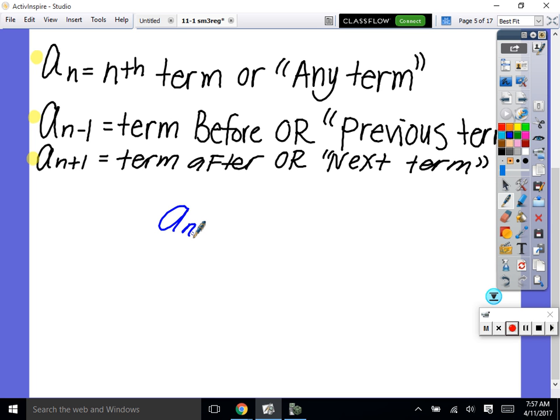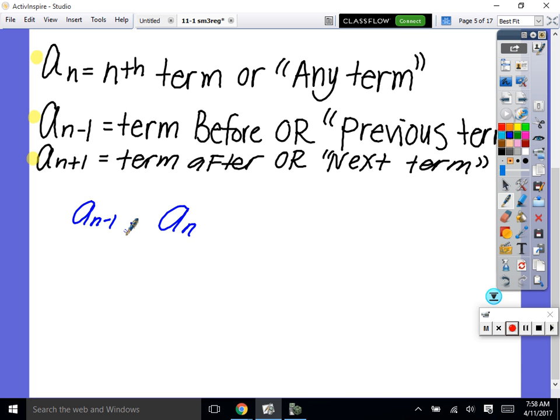So A sub n means the nth term, any term in the sequence. A sub n minus 1 means the term that comes before the term above it, or the previous term. So think about it, guys. If this is A sub n, wouldn't A sub n minus 1 be before A sub n? Does that make sense? Minus 1 means we're talking about the term before. So anytime you see A sub n minus 1, you're not going to calculate anything. That just means the term before, the previous term.